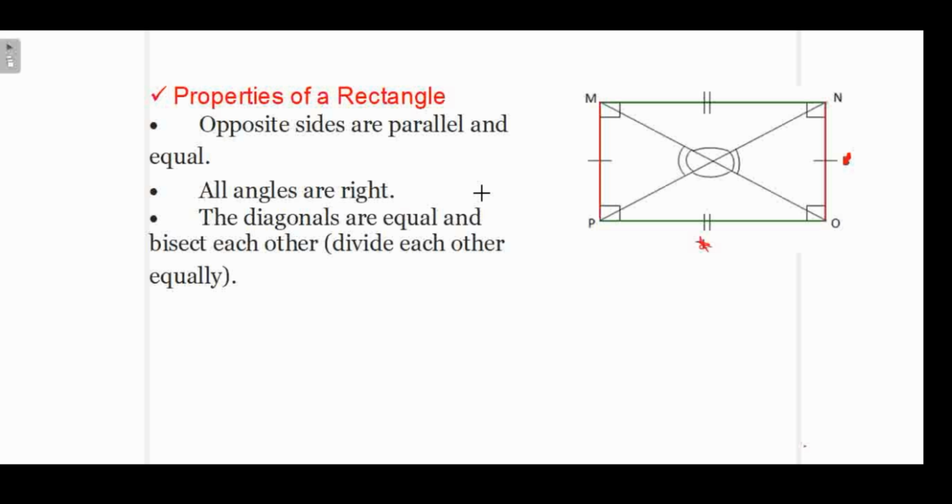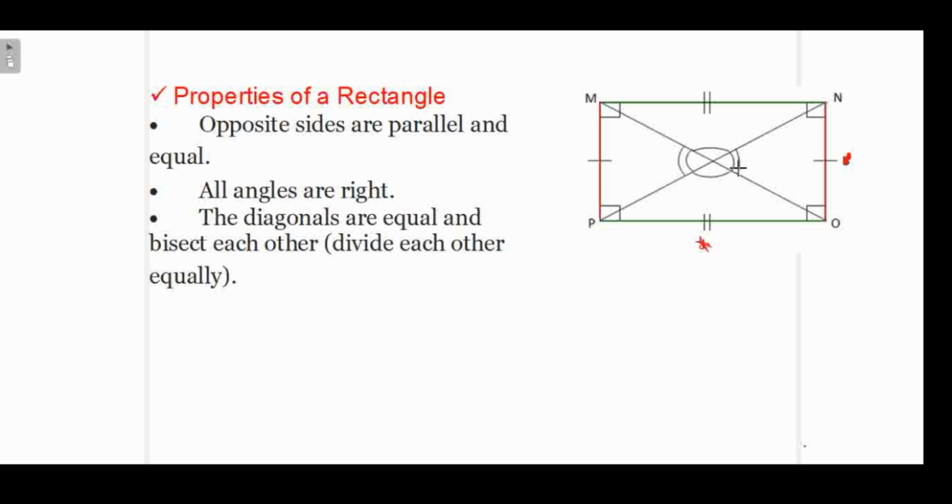All angles are right. So angle M, as you can see, and angle N, angle O, angle P, they are all right, meaning their measure is 90 degrees. All diagonals are equal and bisect each other. So the diagonals MO and NP are equal and bisect each other. And as we have established, bisect each other means they divide each other equally, or they intersect at their midpoint.